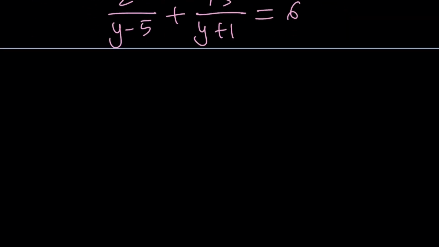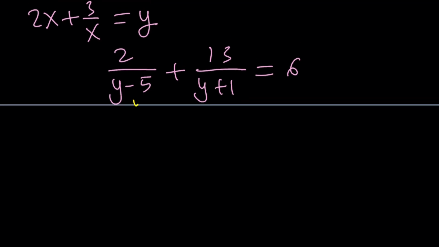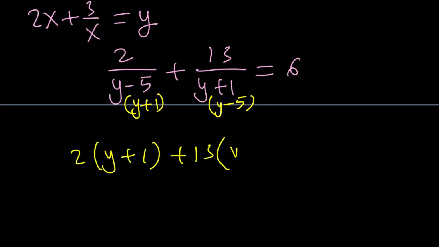Okay, now, the rest should be fairly easy. Let's go ahead and multiply by y plus 1 and y minus 5. Just make a common denominator, but this time it's going to be a lot easier. If you consider the first method, think about it.